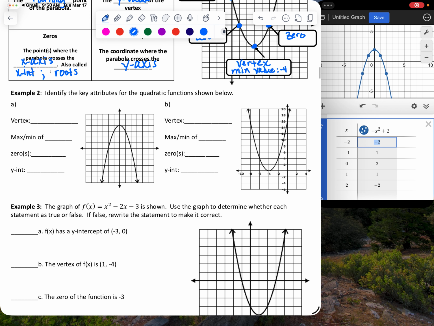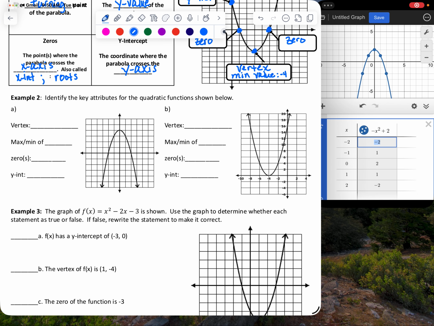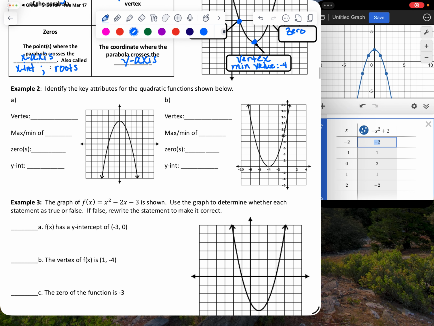Now in example 2, it says identify the key attributes for the quadratic function shown below. So remember, the vertex is our turning point. So I'm going to put a dot on the turning point of this graph. All right. And we write the vertex as an ordered pair. So it's going to be something, comma something. Okay, so for the x, we're not going left or right. So that's going to be a value of 0. But for the y, 1, 2, 3, 4, we're moving up 4 units. So our vertex on this graph, or our turning point, is 0, comma 4.